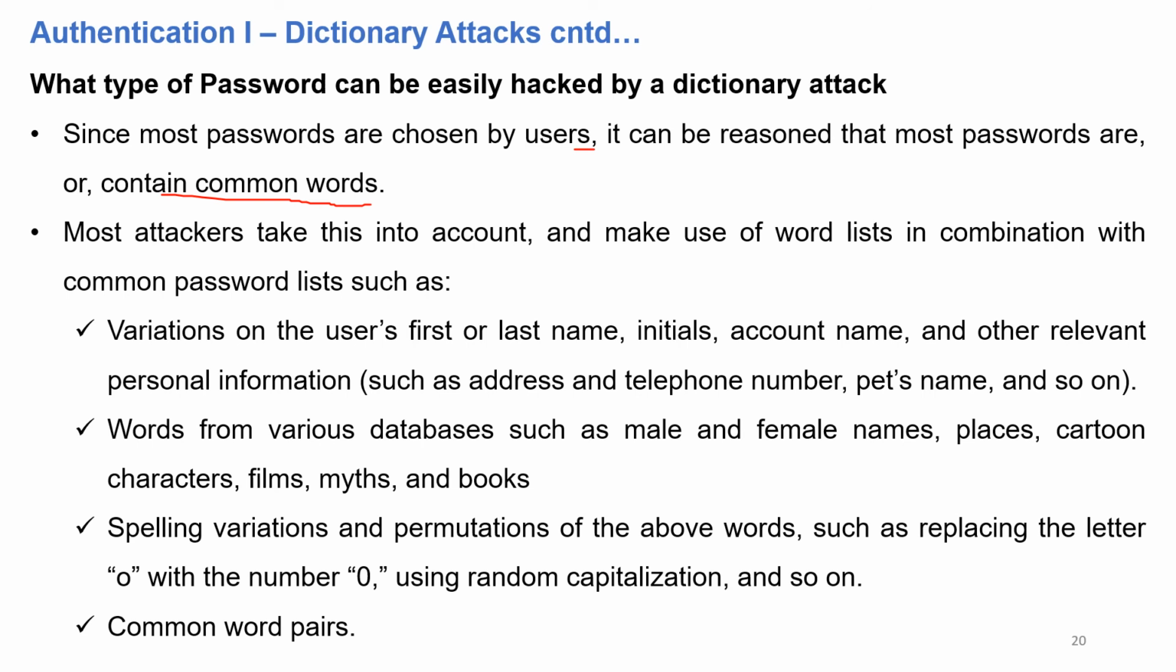Next, most commonly used words from various databases such as male and female names, places, cartoon characters, films, myths and books. Then spelling variations and permutations such as replacing the letter O with the number 0, using random capitalization and common word pairs. This is how the attackers will try to figure out the password that an individual is trying to use.